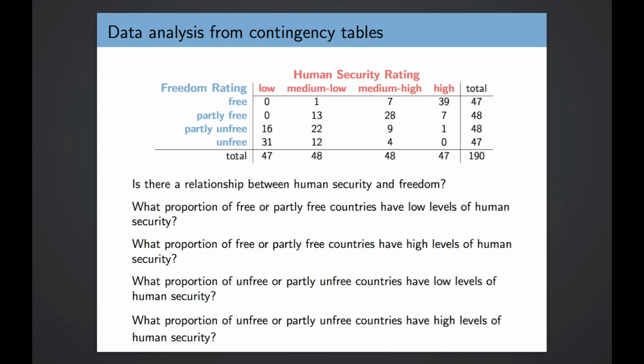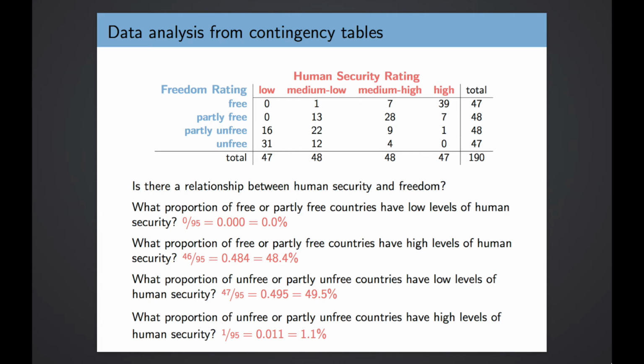What proportion of free or partly free countries have low levels of human security? What proportion of free or partly free countries have high levels of human security? And then the same questions, except for what proportion of unfree or partly unfree countries have low or high levels of human security. So pause the video and see if you can work those out, and then we'll go ahead and talk about what we can conclude about a possible relationship between human security and freedom.